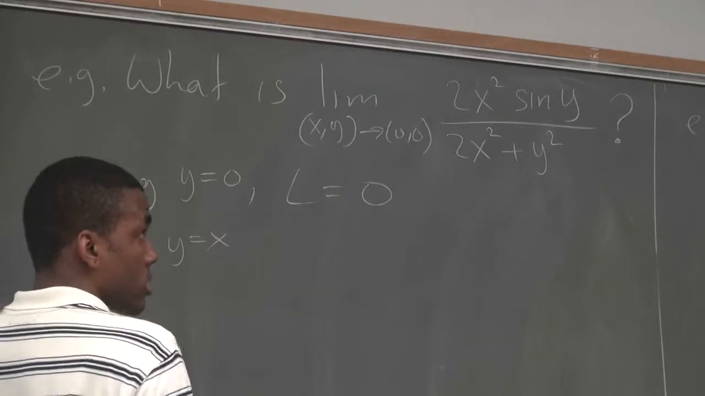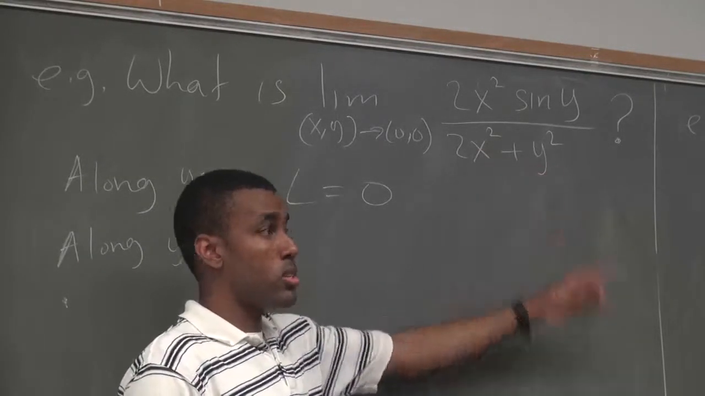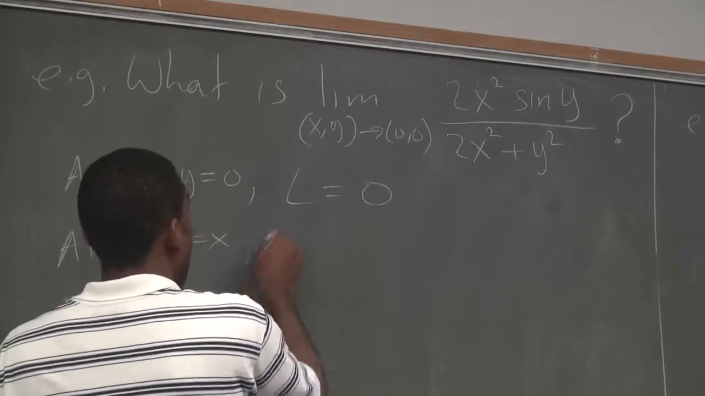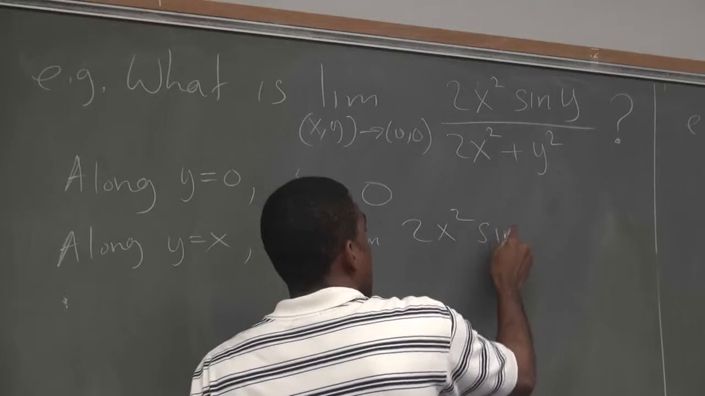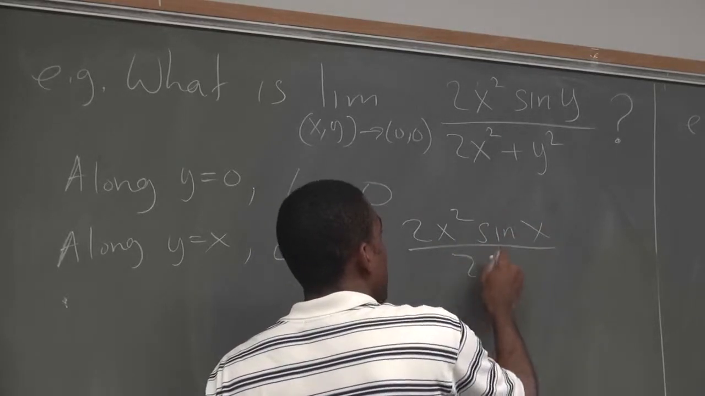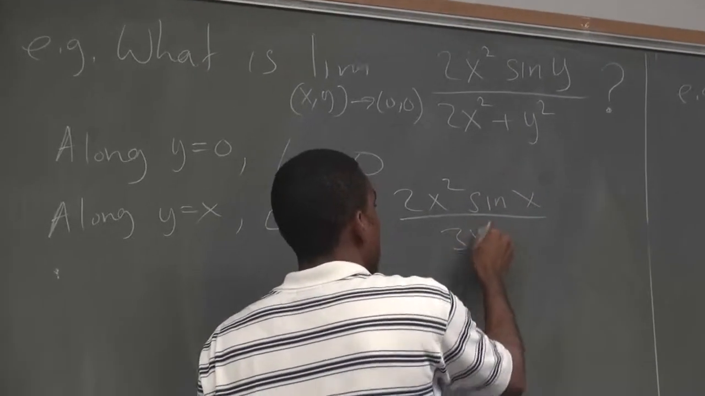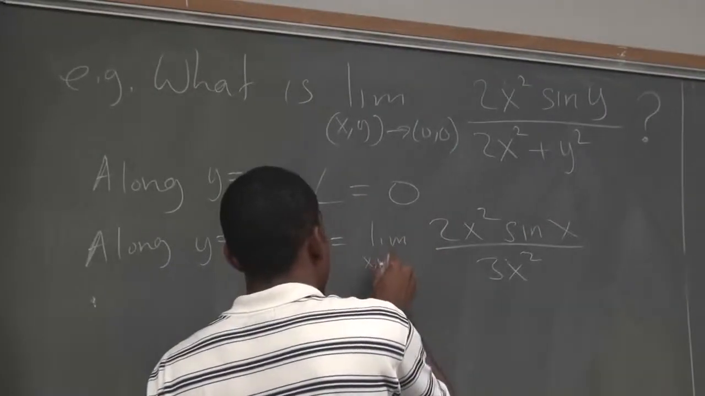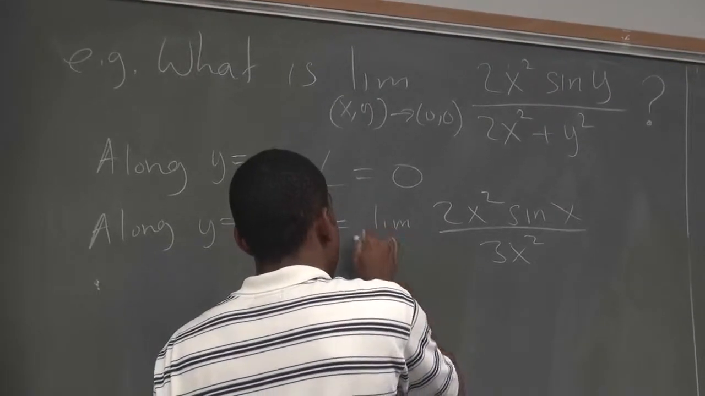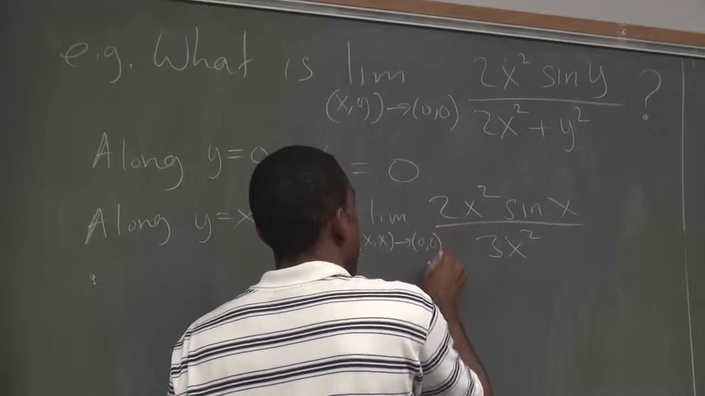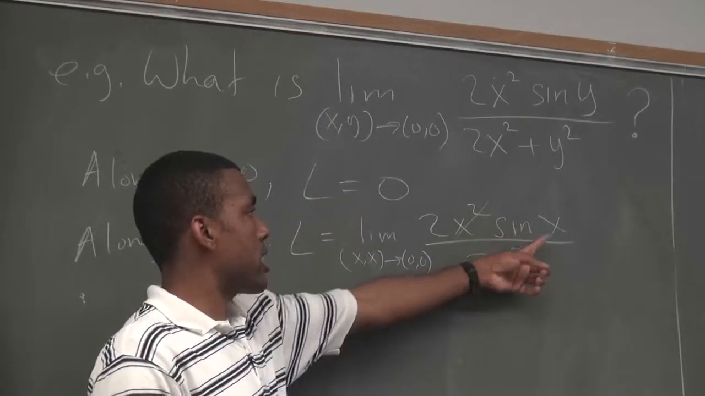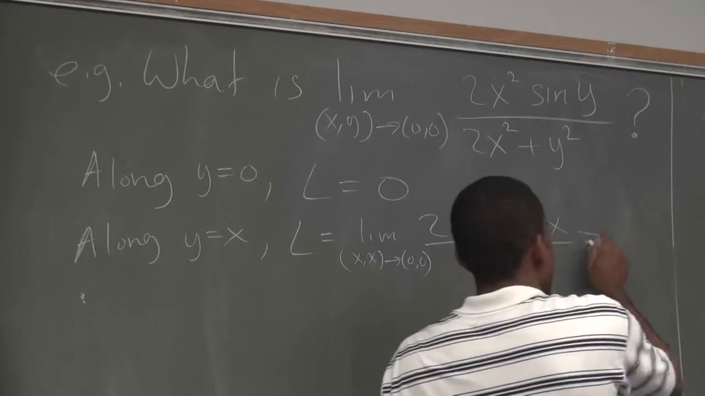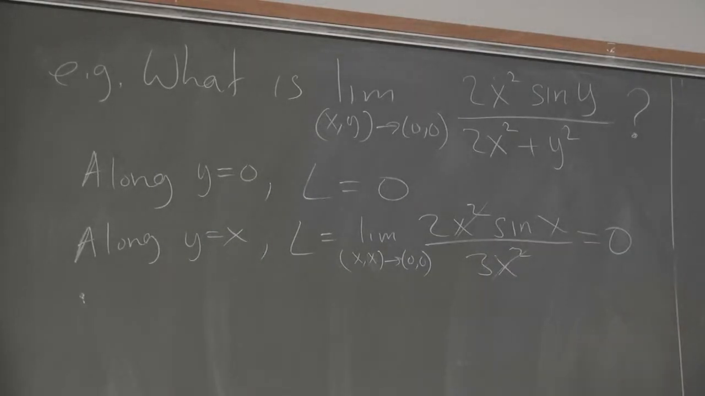y equals x, which allows me to combine the denominators. L would be the limit of 2x squared sine x over 3x squared. The x squares would cancel. I just get 2/3 sine x as x goes to 0. That again gives me 0. So those are two convenient paths.